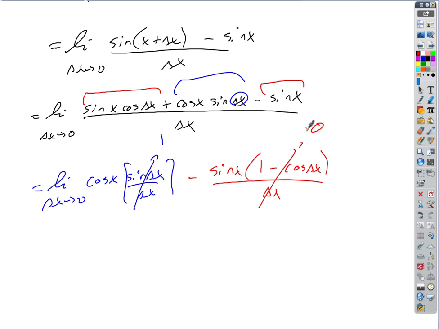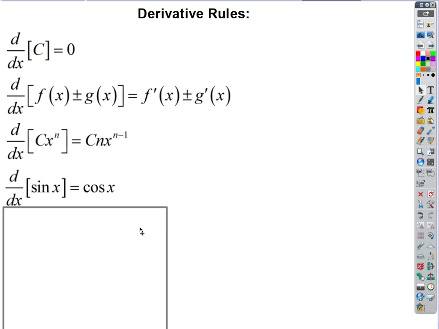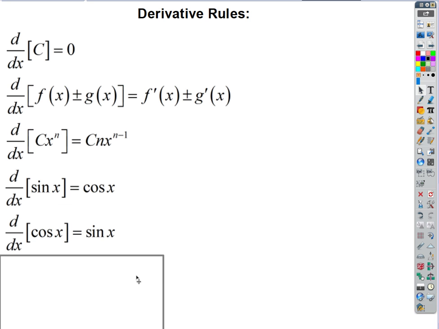And so my final answer just looks like cosine of x times 1 minus sine x times 0, so it's cosine x. How about that? So the derivative of sine x is cosine x. Derivative of cosine x, we could do the very same thing, and what we find is that, oh, that's backward, I've messed that up. Fix that. No, that's supposed to be the derivative with respect to x of cosine x equals negative sine x. Okay?